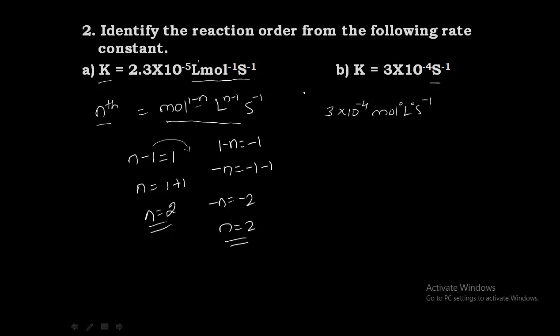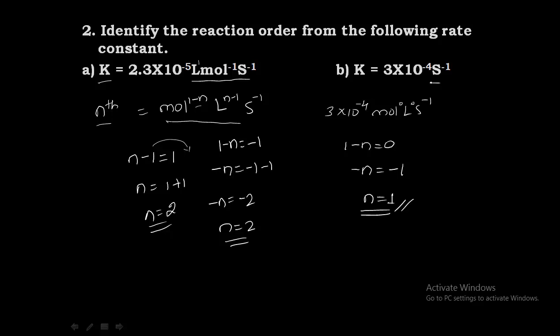Now again see this formula, mole raised to 1 minus n. Here mole raised to 1 minus n is equal to 0. So 1 minus n is equal to 0. So minus n is equal to, taking this 1 to the other side, minus 1. The minus signs cancel, so n is equal to 1. So the order of the reaction for the second one is first. It is a first order reaction.